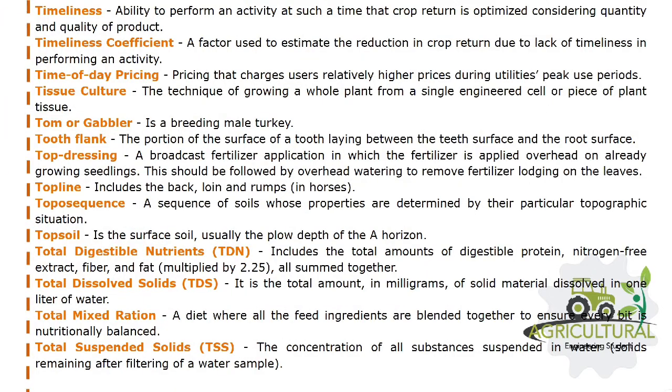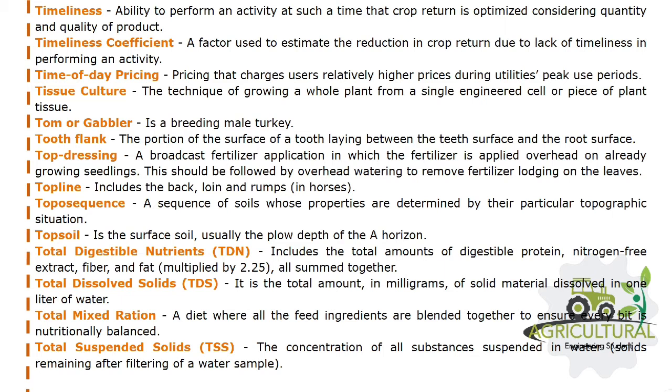Timeliness, ability to perform an activity at such a time that crop return is optimized considering quantity and quality of product. Timeliness coefficient, a factor used to estimate the reduction in crop return due to lack of timeliness in performing an activity. Time of day pricing, pricing that charges users relatively higher prices during utilities' peak use periods. Tissue culture, the technique of growing a whole plant from a single engineered cell or piece of plant tissue.